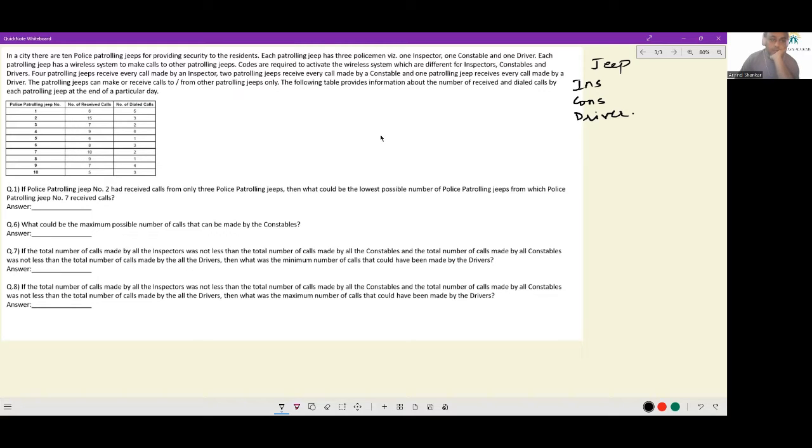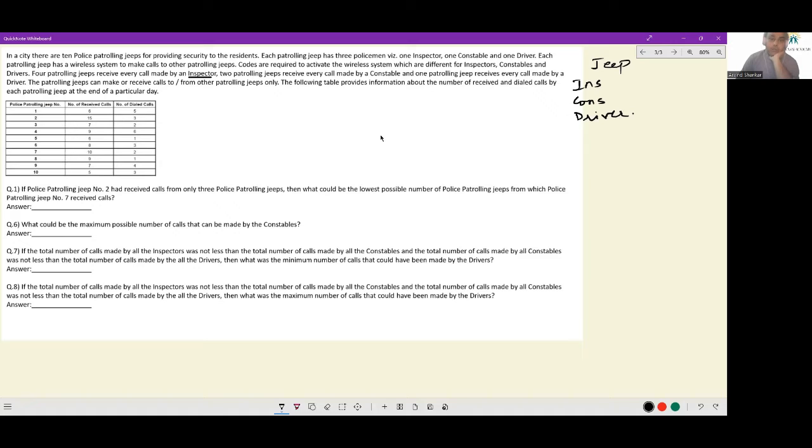Each patrolling jeep has a wireless system to make calls to other patrolling jeeps. Codes are required to activate the wireless system, which are different for inspectors, constables, and drivers. 4 patrolling jeeps receive every call made from an inspector. So, every call made by an inspector will go out to 4 jeeps.